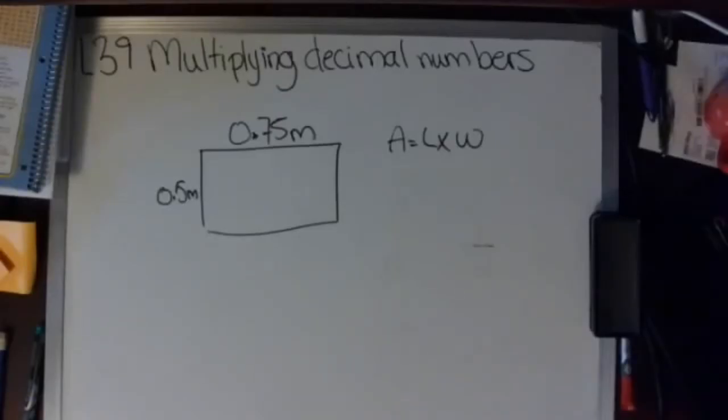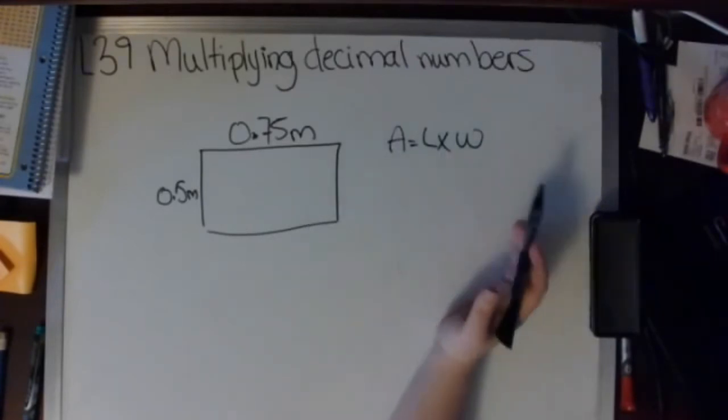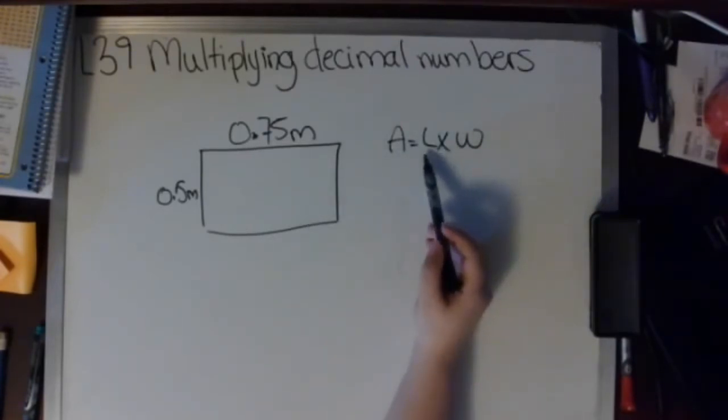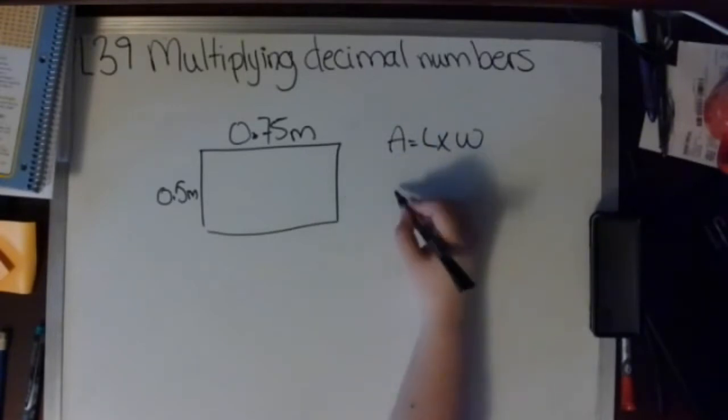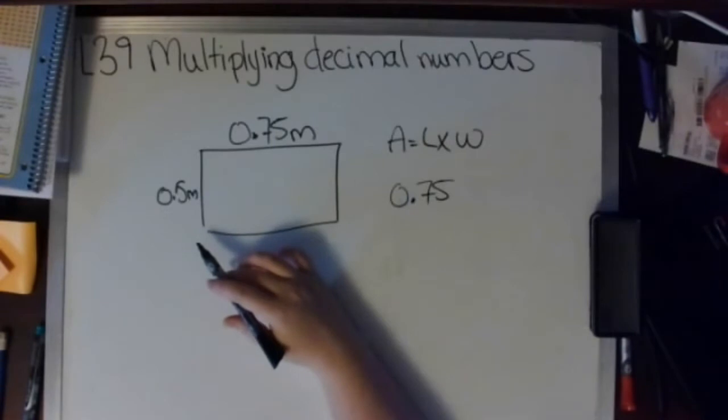This is lesson 39, multiplying decimal numbers for course 1. We're going to start off with this kind of an example because you'll be using these at other times. So we're going to start off with area, which is length times width. So we have to take 75 hundredths and multiply it by 5 tenths.